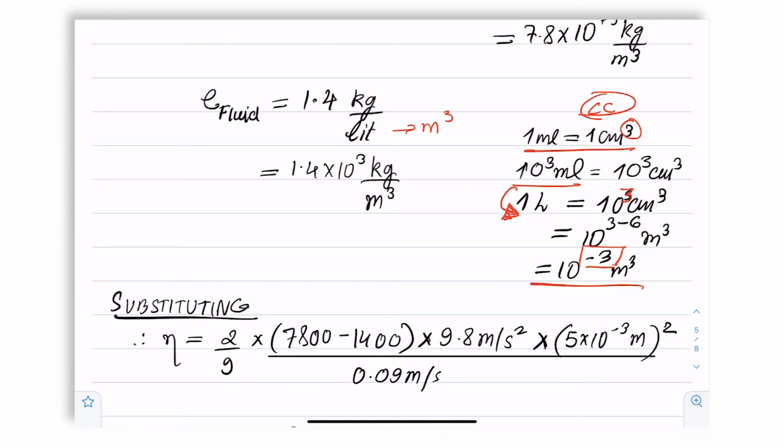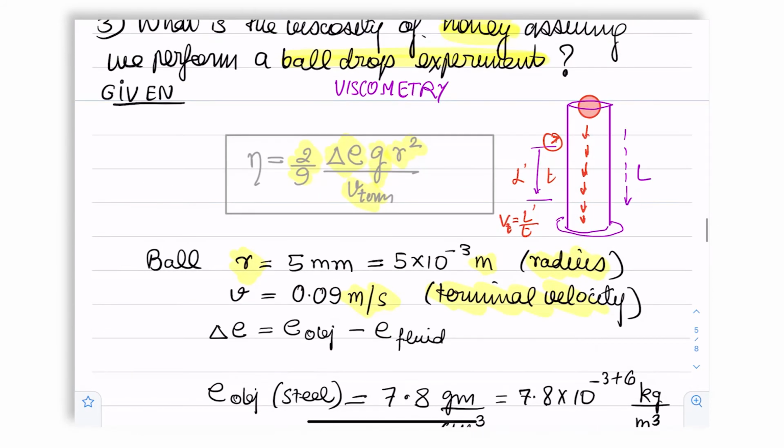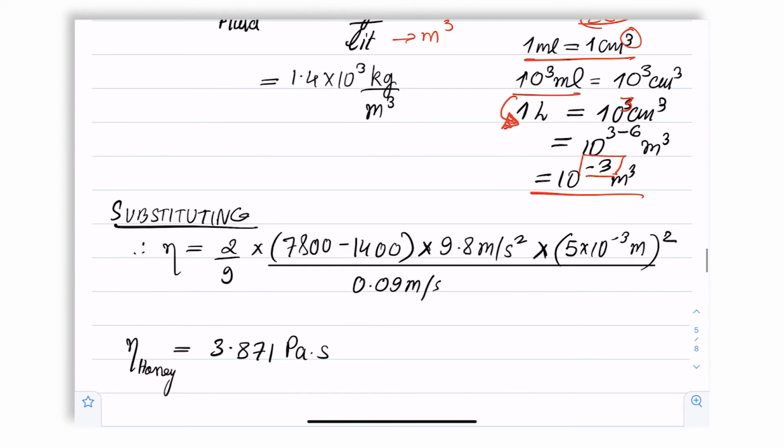So eta becomes 2 by 9 into the difference between 7,800 minus 1,400 multiplied by g, which is acceleration due to gravitation, 9.8 meters per second square, multiplied by r whole squared, which is 5 millimeters radius, which is 5 into 10 to the power minus 3 meters whole squared, upon 0.09 meters per second. And if you do the calculations, you get 3.871 Pascal second.